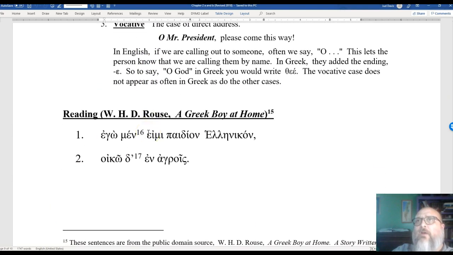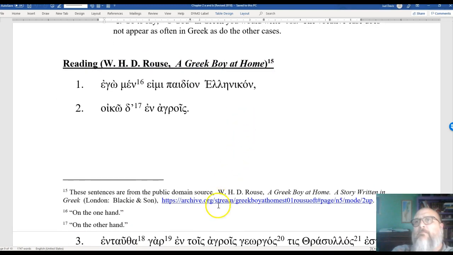And then we're going to do these sight sentences. And this is written by Rouse, a Greek boy at home. This is a public domain document. Rouse is a master teacher.